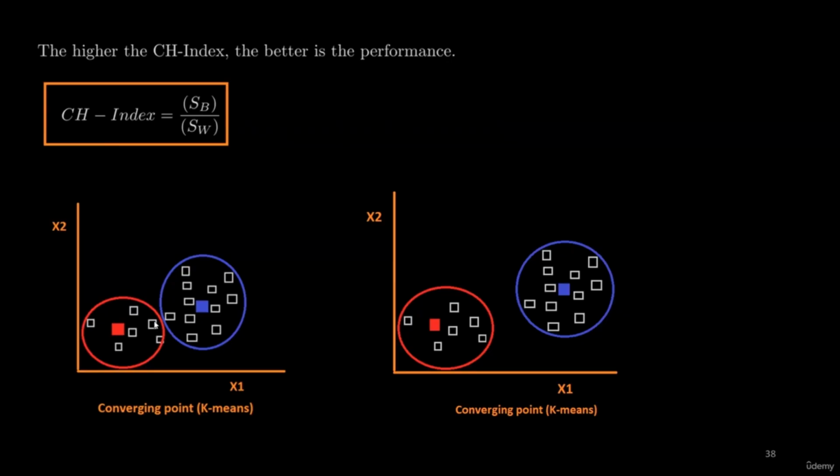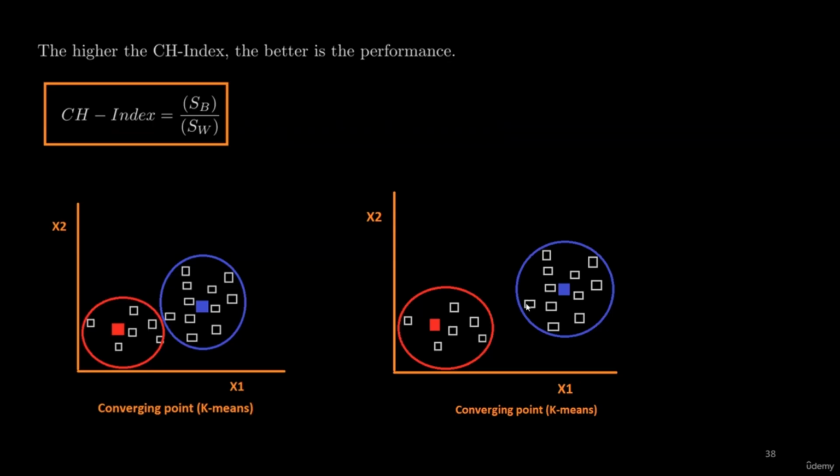Here, if we consider this point, this data sample, its distance is almost the same with the other point in its own cluster and with the point in the second cluster. So this is not an ideal situation. The ideal situation is that the distance within the cluster should be less and the distance between the clusters should be high.